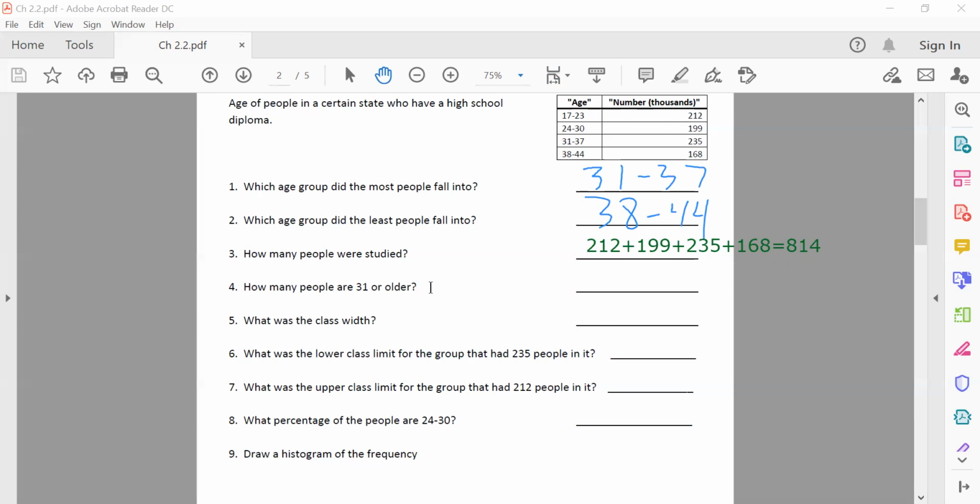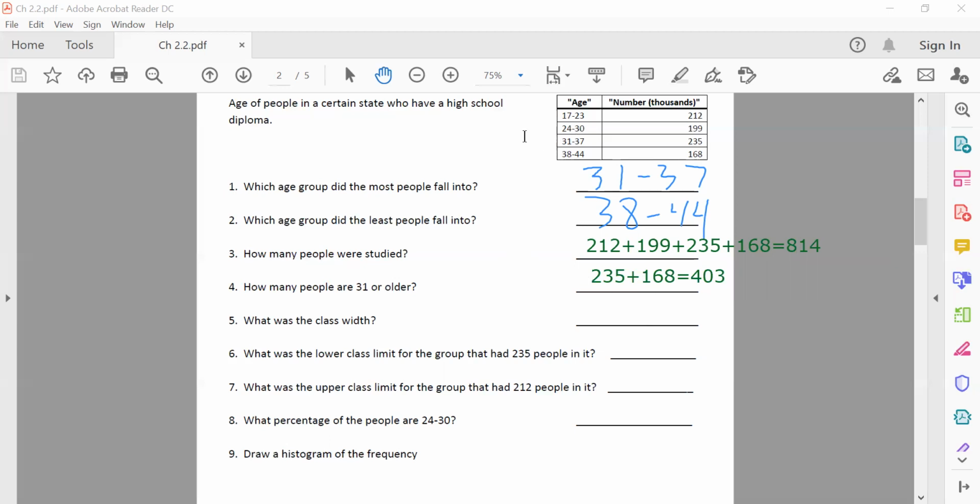How many people are 31 or older? Well, only these last two classes give that. It'd be 235 plus 168. Pretty straightforward, and that's going to give you 403. So 403,000 people are 31 and older.